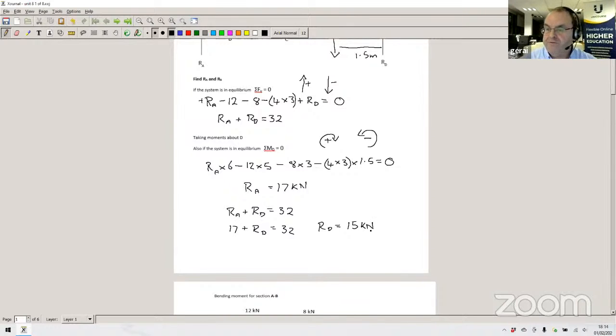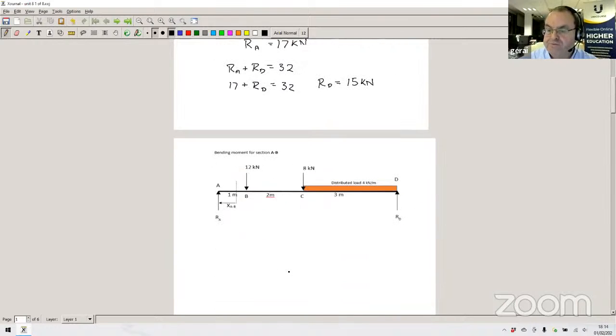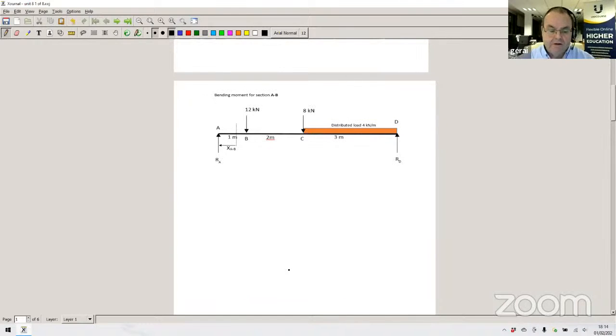Okay, so we've done that bit. We've found the reaction forces. So now what we need to do is to go on to look at the bending moments in each section of our beam. And it's important we take time to do this properly. Now, I want you to understand what the bending moment is. We're going to take an arbitrary point, X, along the beam between A and B. So that's our first section, A to B.